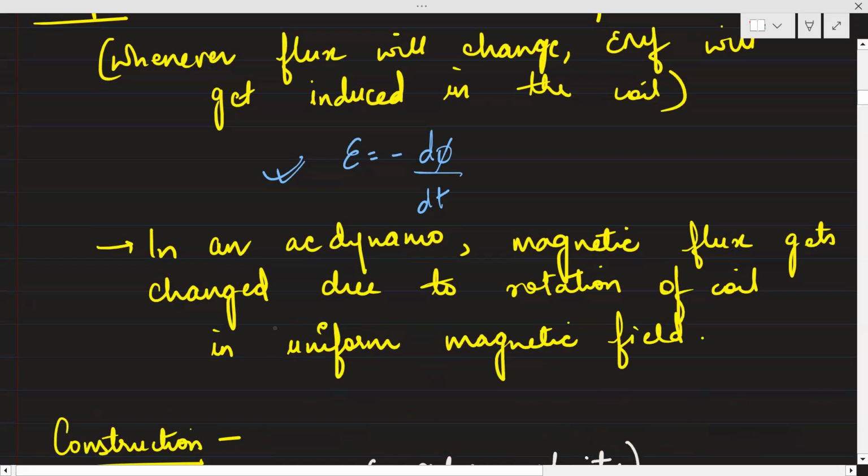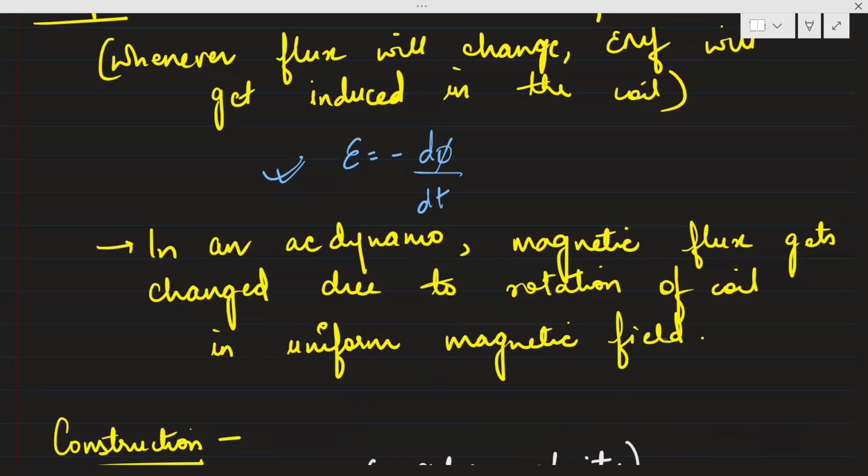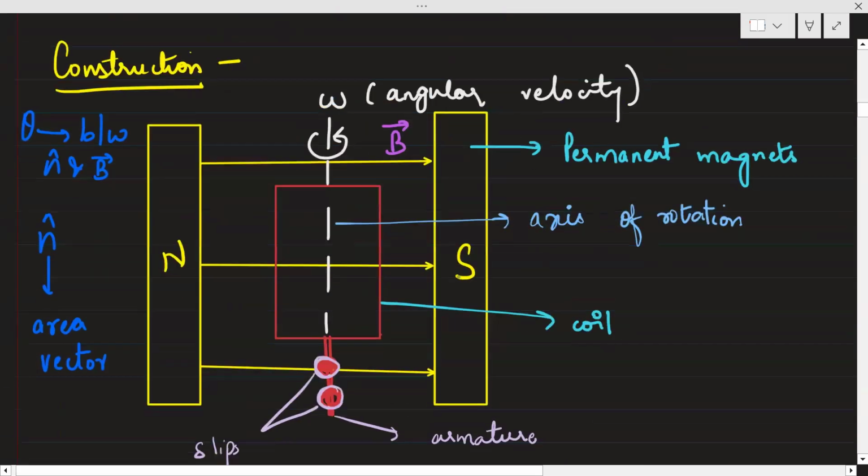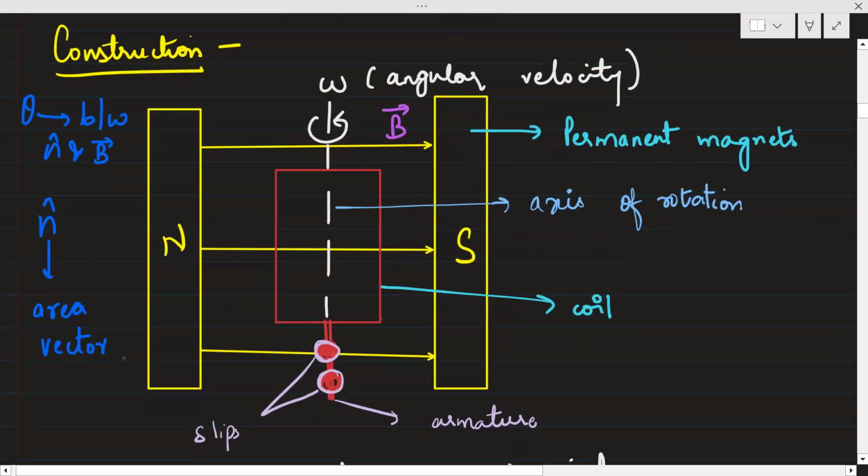Now, in an AC dynamo, whatever is the rotation of the coil, there's a coil, I'll show you the construction of it. Whatever change is occurring due to the rotation of the coil will eventually cause a change in the magnetic flux. So in an AC dynamo, magnetic flux gets changed due to rotation of the coil in the uniform magnetic field. Look how the AC generator is constructed. This is the north polarity. This is the south polarity. This is the coil present.